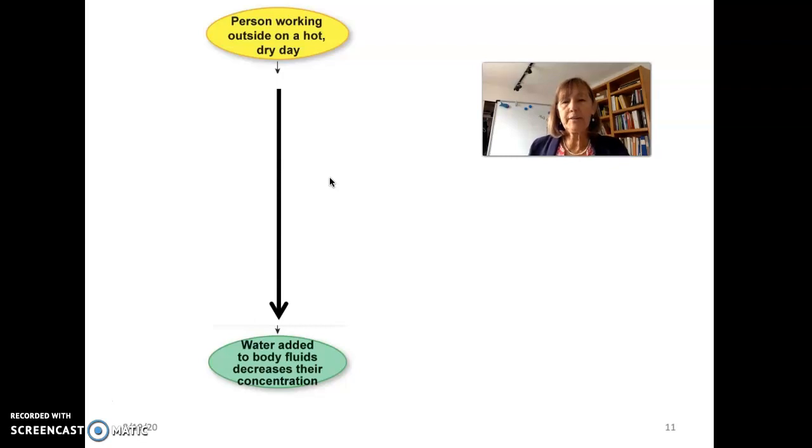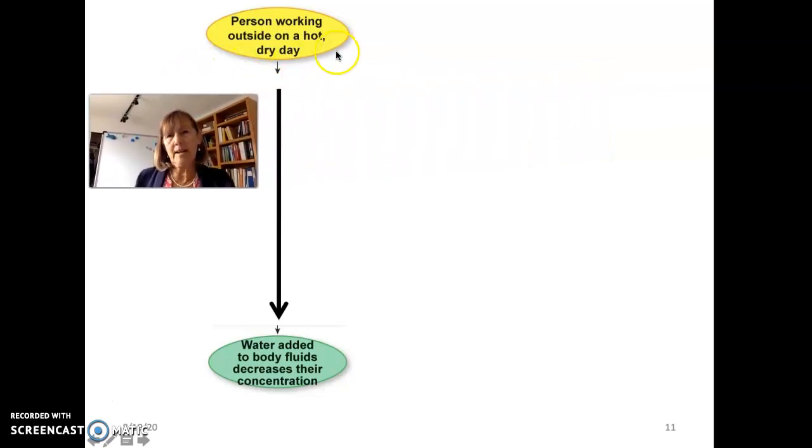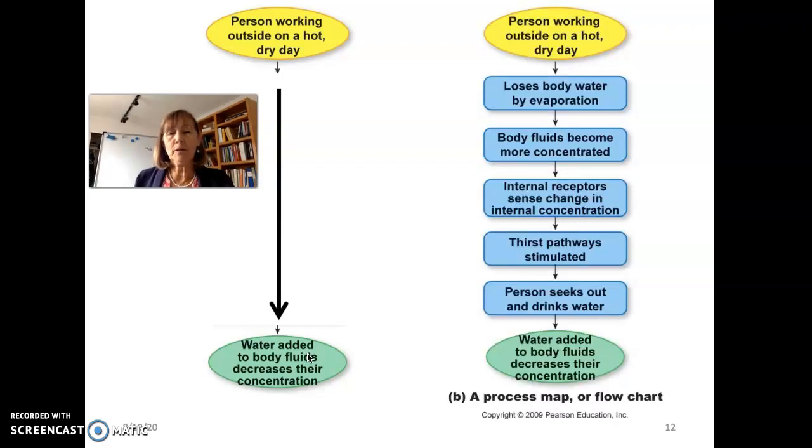If you have a person, for example, working out on a hot, dry day here, something's going to happen. You're working out, it's really hot, and the outcome at the very end is that water is added to the body fluids and you no longer have a problem. The problem here is you're dehydrating, and this is the solution. Fix it. Well, what are the steps that would go there? Can we fill in those steps that would go from dehydrated, not enough water, to fix the problem? So follow along with me.